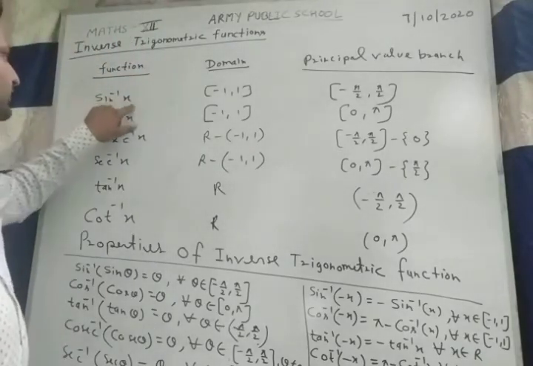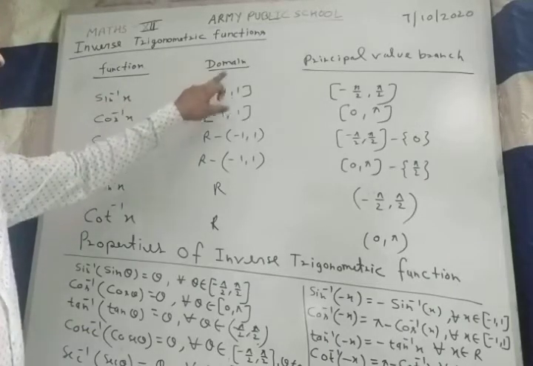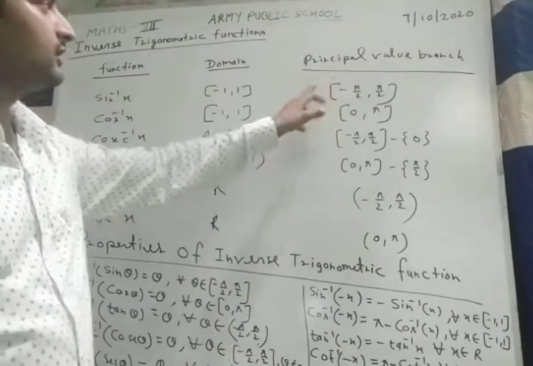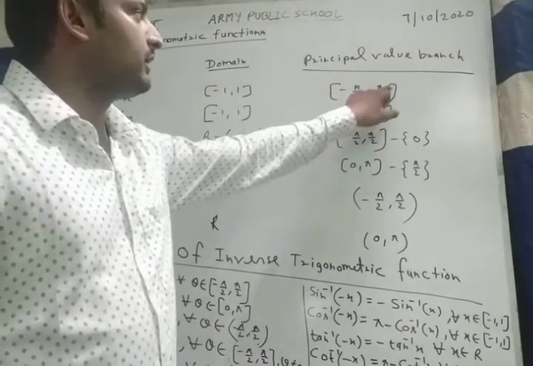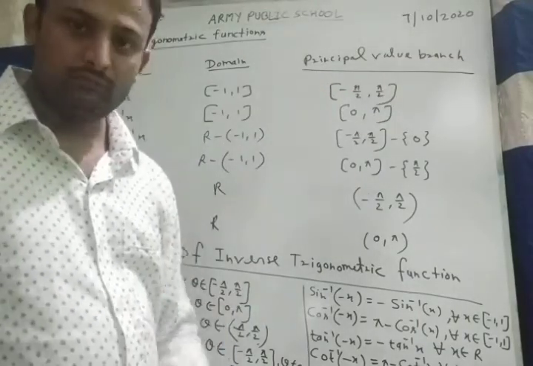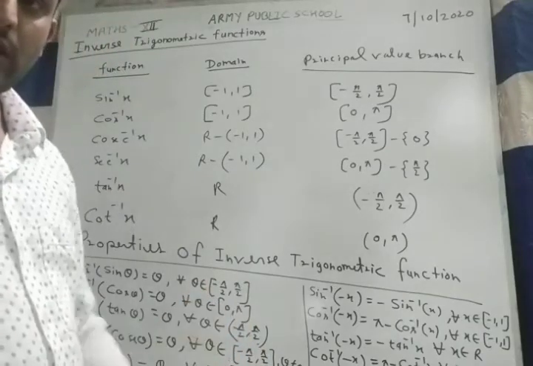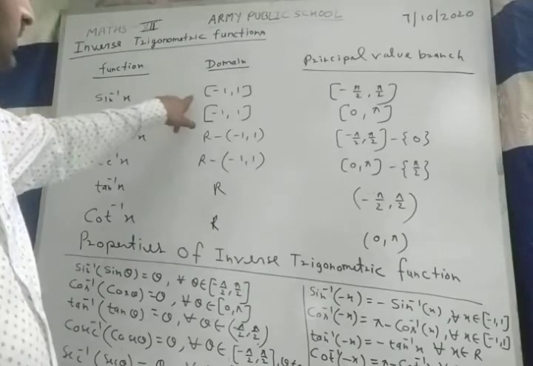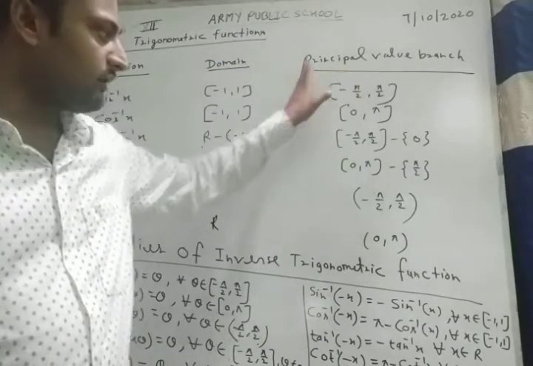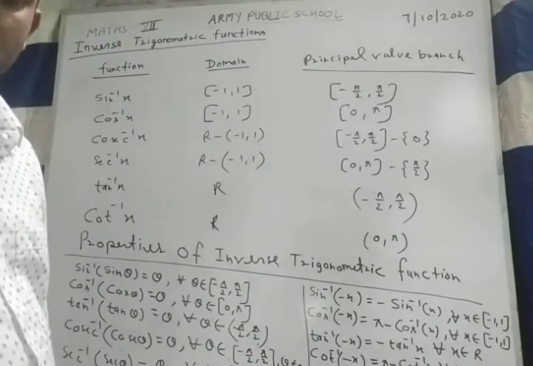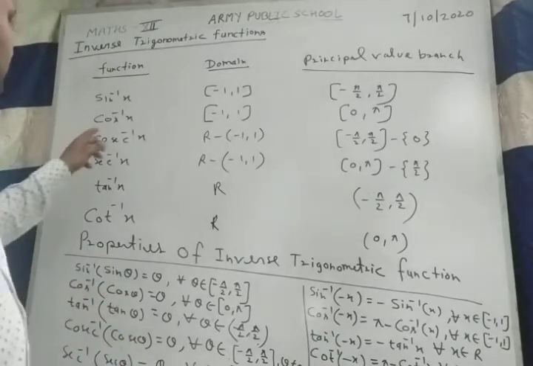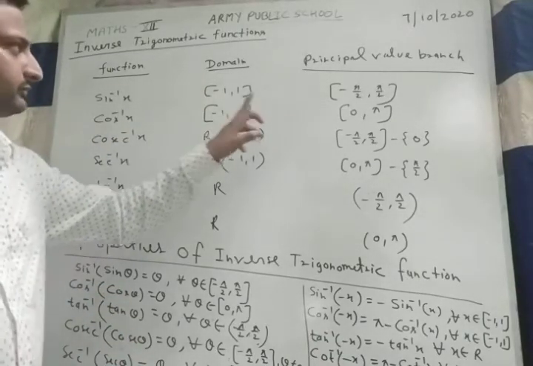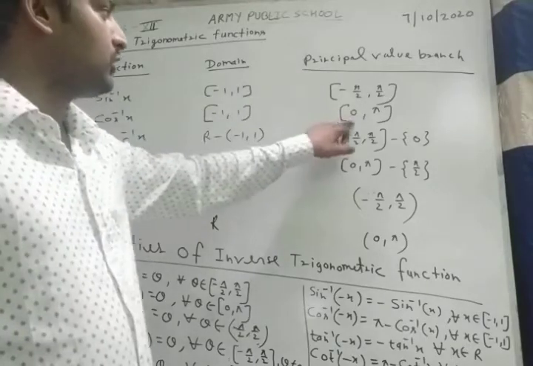Sin inverse x: the domain is minus 1 to 1 and the principal value branch is minus pi by 2 to pi by 2, which we have seen before in the graph. In the same way, we can find the domain and principal value branch of the other inverse trigonometric functions. Cos inverse x: the domain is minus 1 to 1, principal value branch 0 to pi.